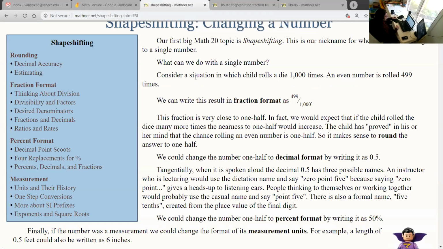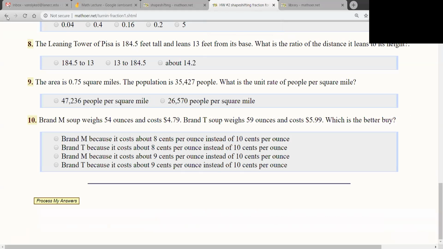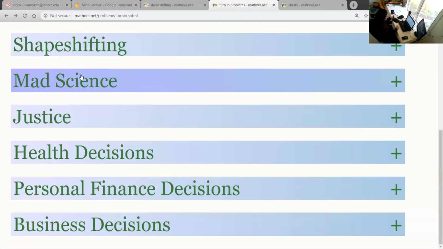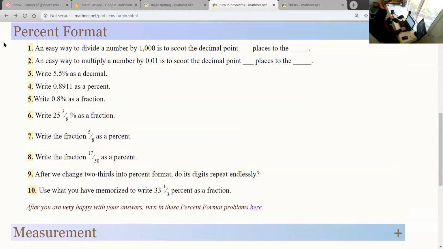Okay, other questions? So far, so good. Yeah, I got one. Could you go over number 6 on the percentage format, the turn-in homework? I struggled with that one quite a bit. Over percentage 6. That is a tricky one.